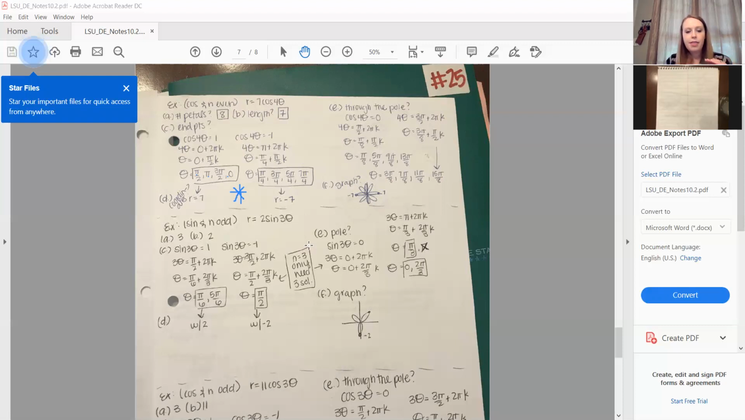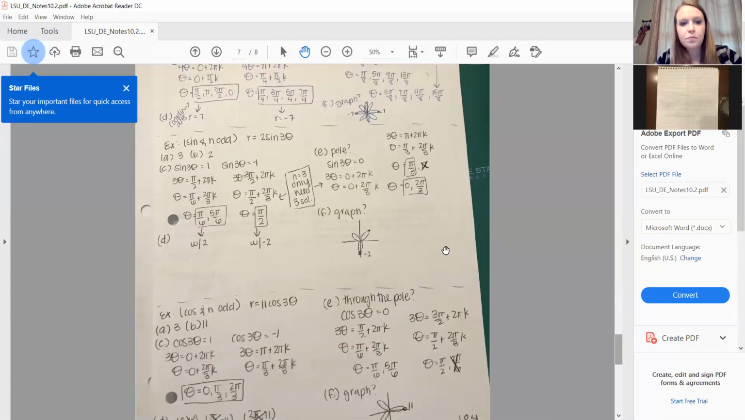Let's go into some that have odds, which are a little bit easier because you don't have to multiply by 2, so you just have less answers. And so the graphs are a little bit easier to see. Okay, so scroll it down. So r is equal to 2 sine 3 theta. That's the problem we got. Okay, so number of petals is 3. Length of petals is 2. Okay. Where are my endpoints?